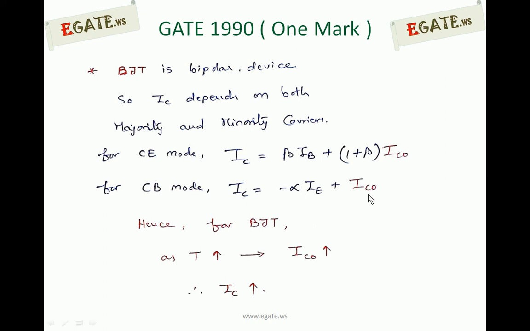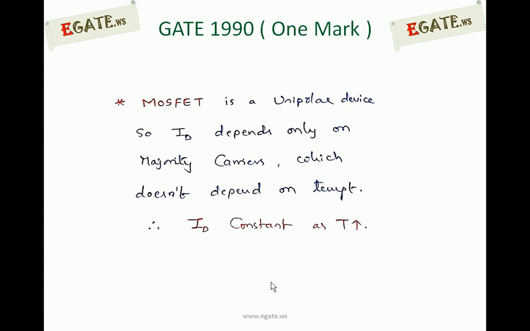So ICO is the reverse saturation current. This reverse saturation current depends on temperature, because it depends only on minority carriers. So for a BJT, as temperature increases, the number of minority carriers increases, that is, the reverse saturation current increases, so IC increases from these two equations. So for a BJT, as temperature increases, output current increases, so it won't decrease.